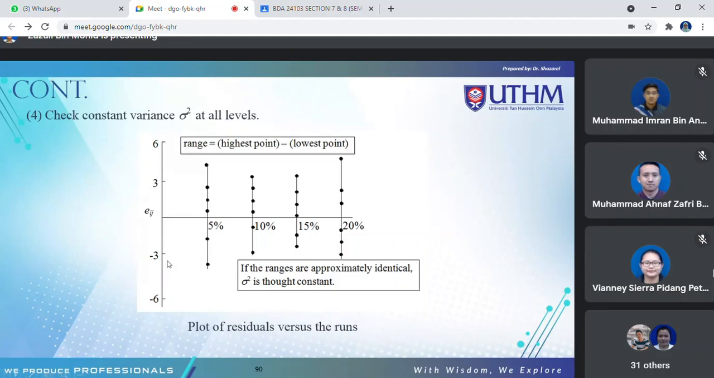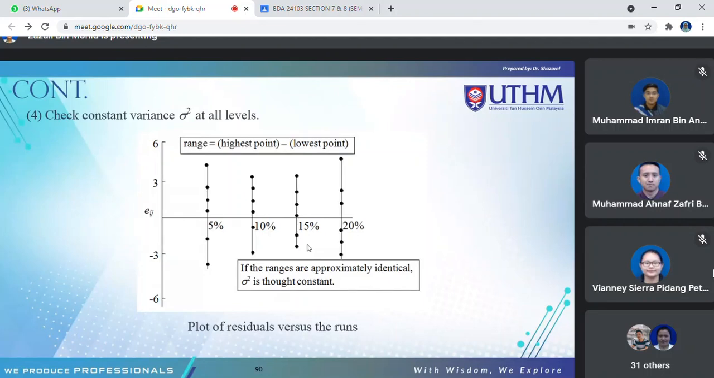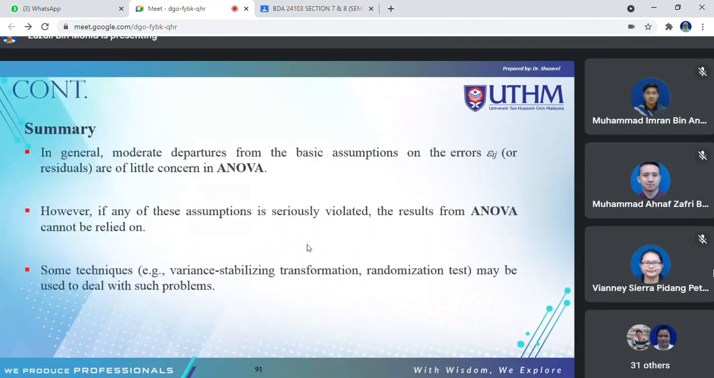We have values less than minus 3 and higher than 3, and then we can see the pattern here. So if the ranges are identical, the variance is constant. If this one is equal, we can say that the variance is constant. In this case, it's not constant. Okay, and then that's some comparisons that we can do in chapter 6.